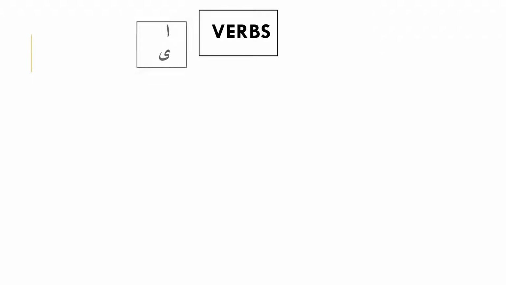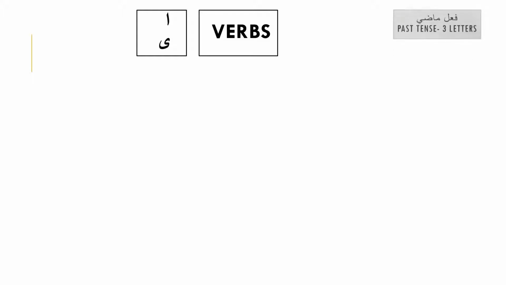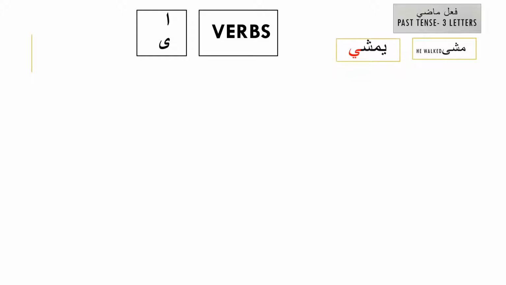Now let's talk about alif and the broken alif. Sometimes my students keep asking me the same question: how can I distinguish between alif and the broken alif, especially at the end of the verb? This is what you do. You go back to the past tense, 3 letters. Let's say masha. Turn masha to present tense: yamshi. So if you turn it to present tense and it ends with ya, that means the past tense is broken alif.